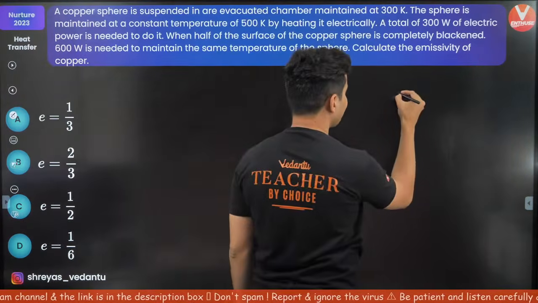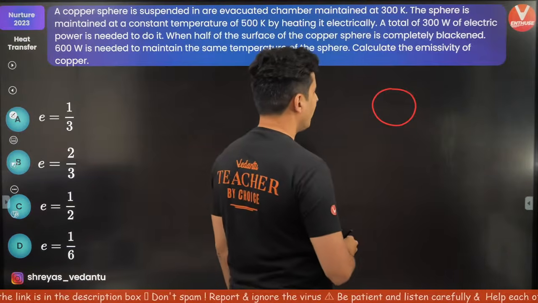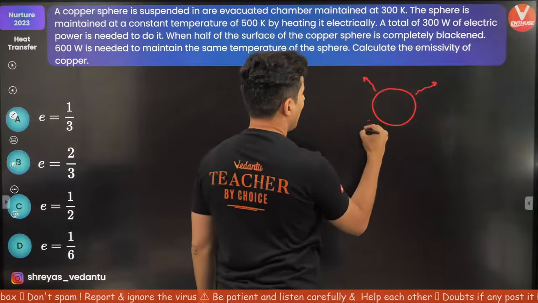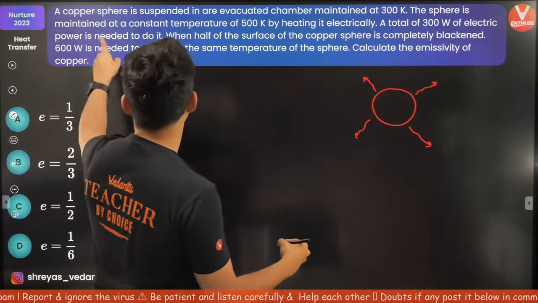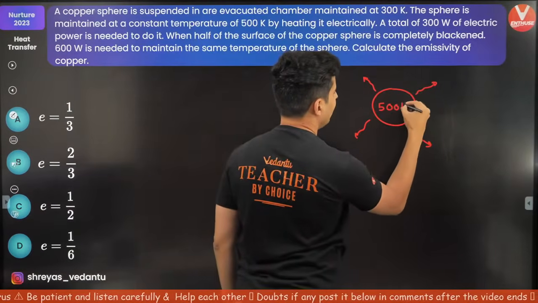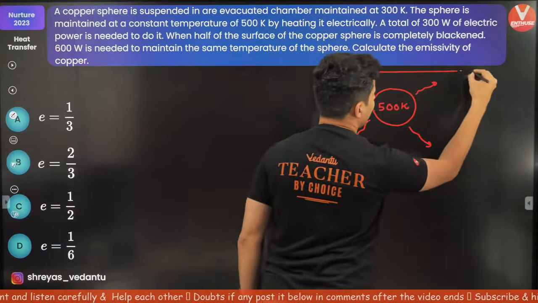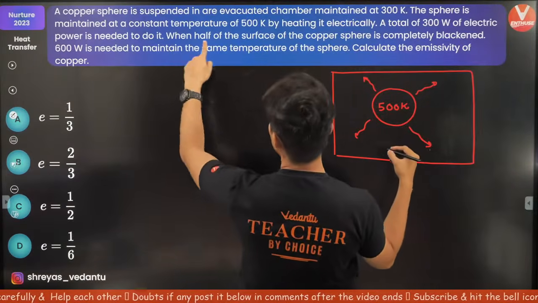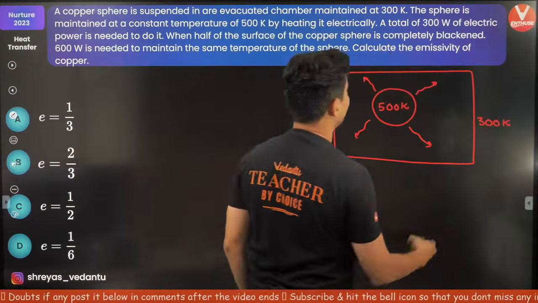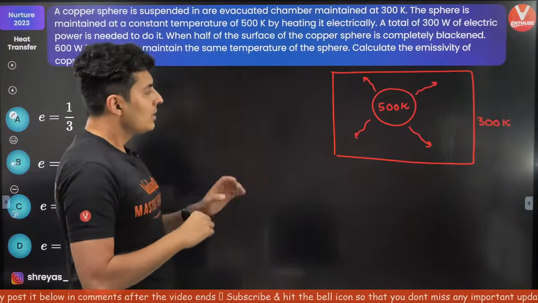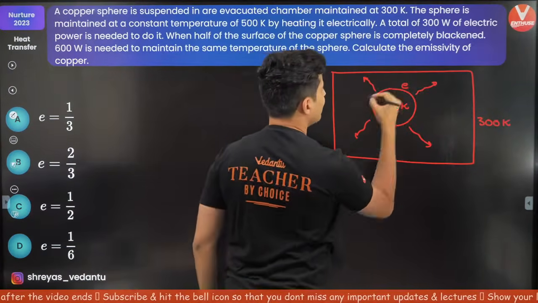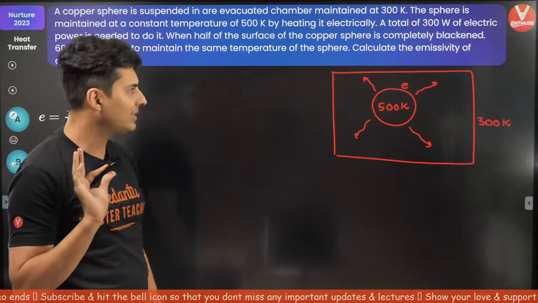Understand this question first. You have a sphere, and obviously it is going to emit radiation, and the temperature of that sphere is mentioned. It is at 500 Kelvin. And the surrounding is maintained at 300 Kelvin. Fair enough. Now, initially, the copper surface will have some emissivity E.